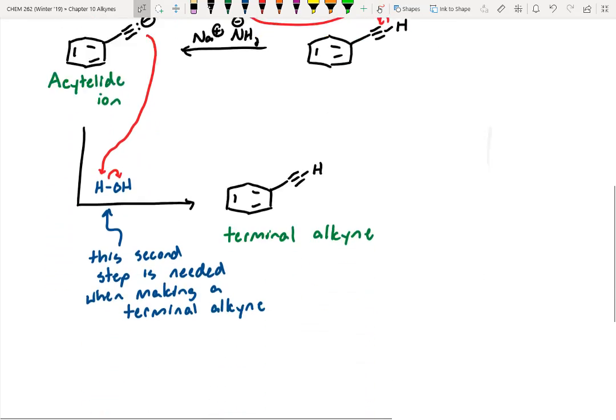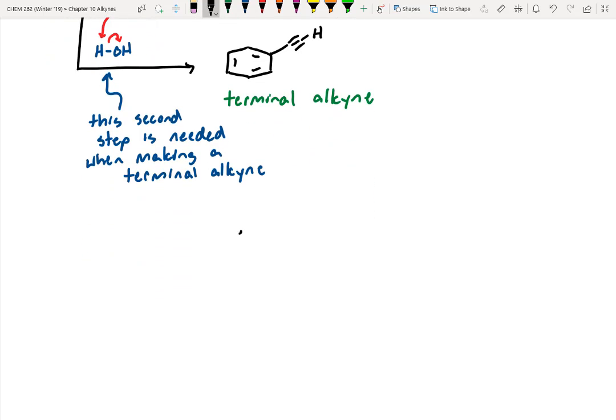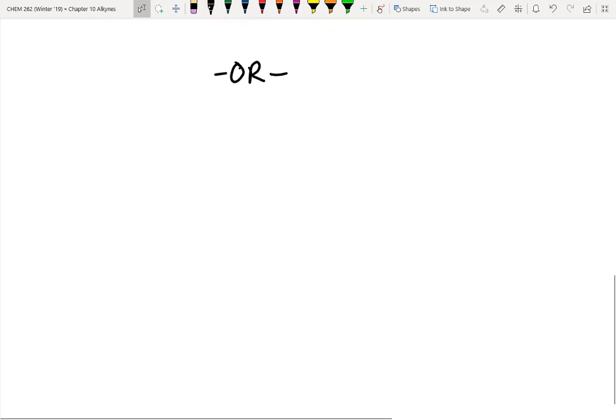All right. So there's another method that you can do as well. It's a variation of this. So let's take a look at the other method.